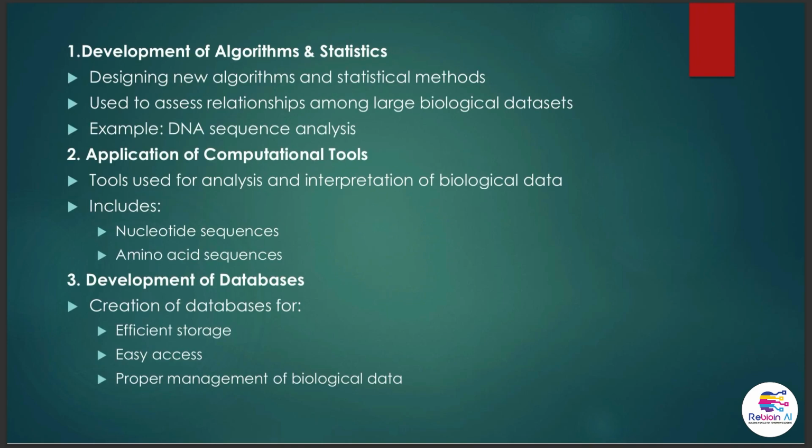These components help us to understand how the field actually works in practice. The first component is the development of algorithms and statistics. This means scientists design mathematical models and computational methods to study biological data. For example, when we want to compare DNA sequences of different organisms, algorithms help us to find similarities and differences. Statistics are used to make sure the results are accurate and meaningful.